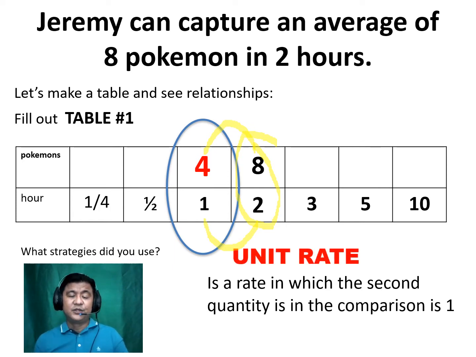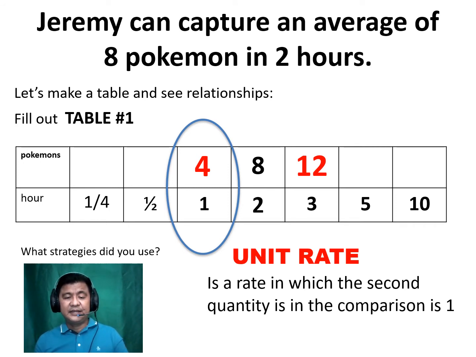We call it a unit rate, the rate in which the other quantity is equated to 1. So 4 Pokemons for 1 hour. So remember that. Once you know the unit rate, you will know a lot. Let's erase this. How can I predict the others? Easy. Check this out. So for 3 hours, it will be 12.